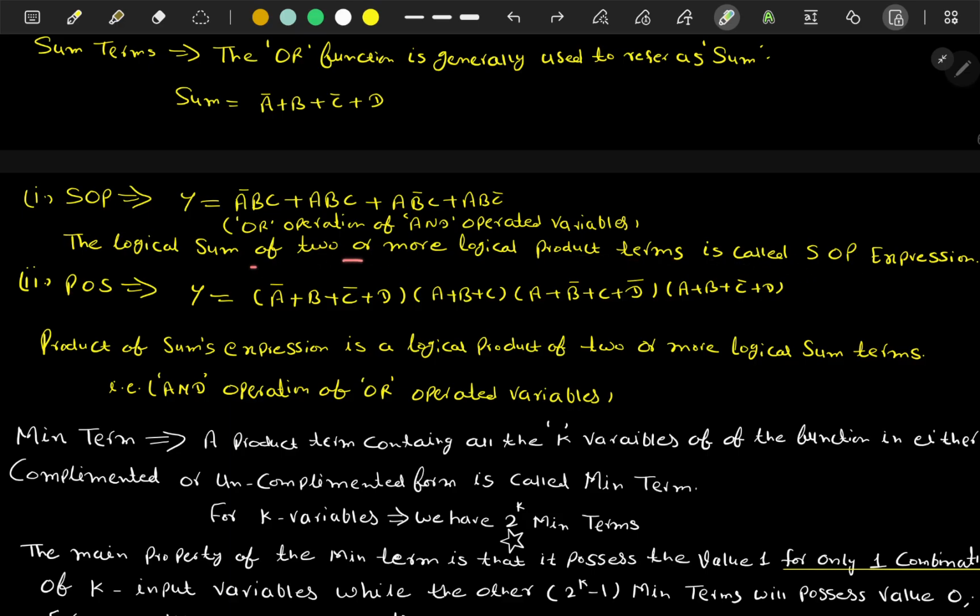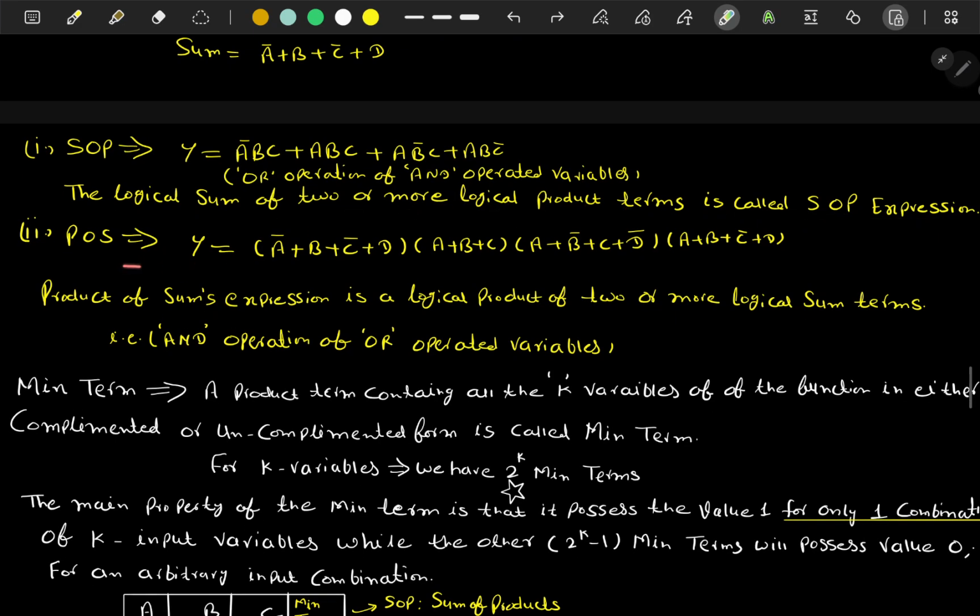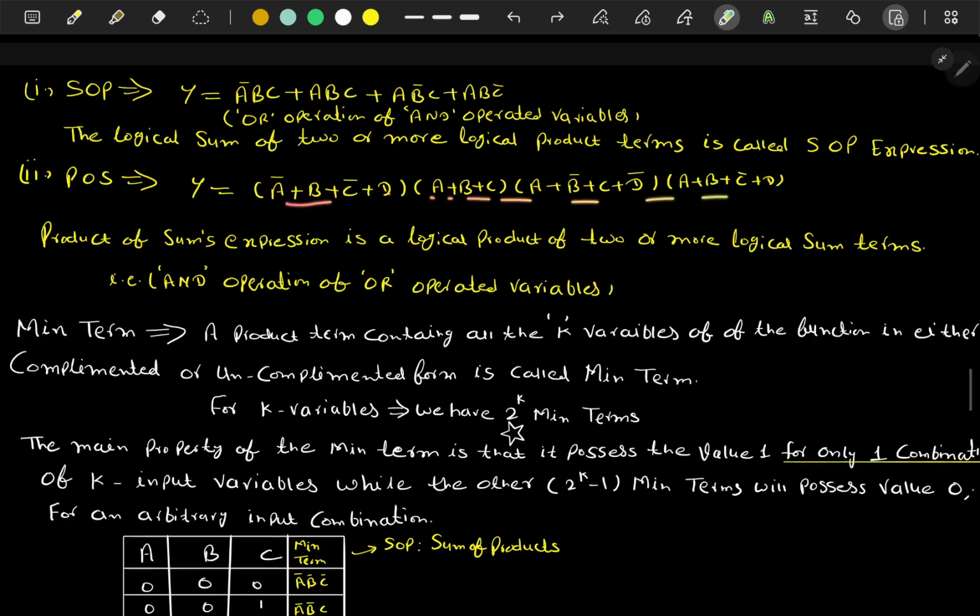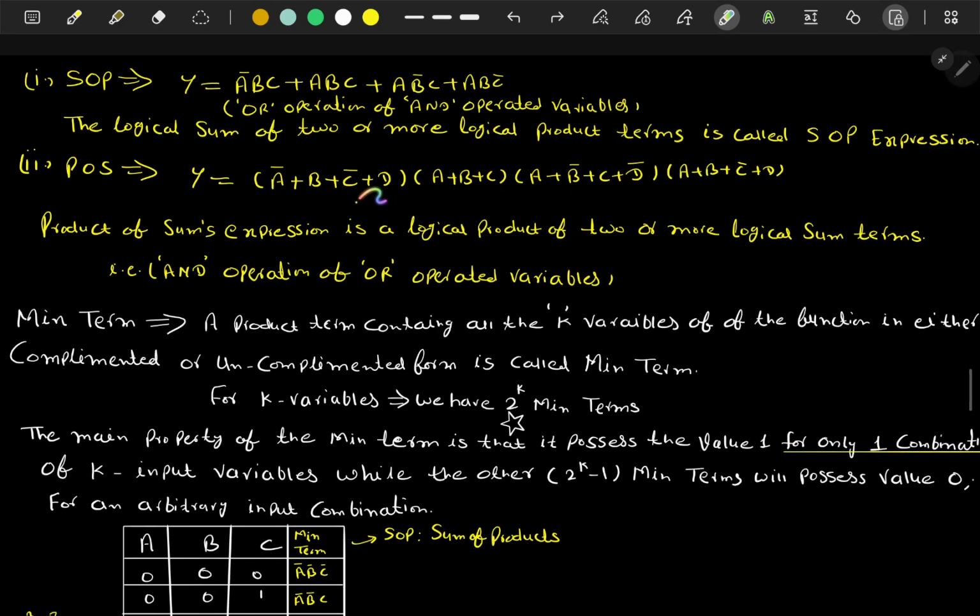It is the sum of two or more logical products, an SOP expression. And product of sums: this is the product and these are the sums. Basically it is the AND operation of OR operated variables.